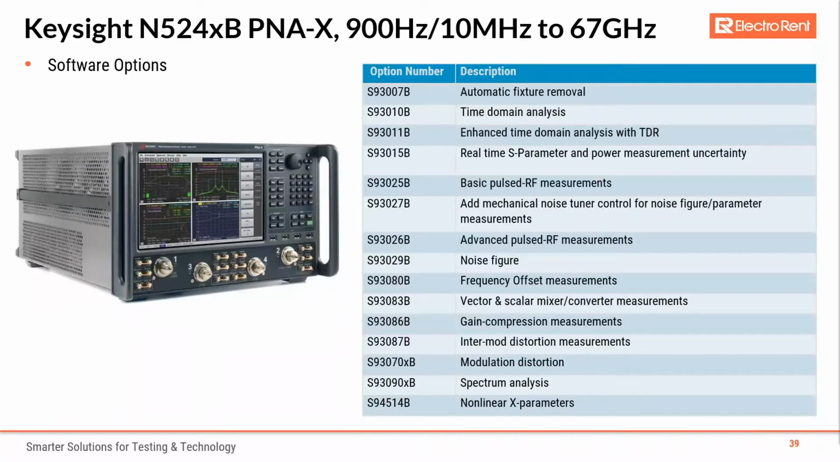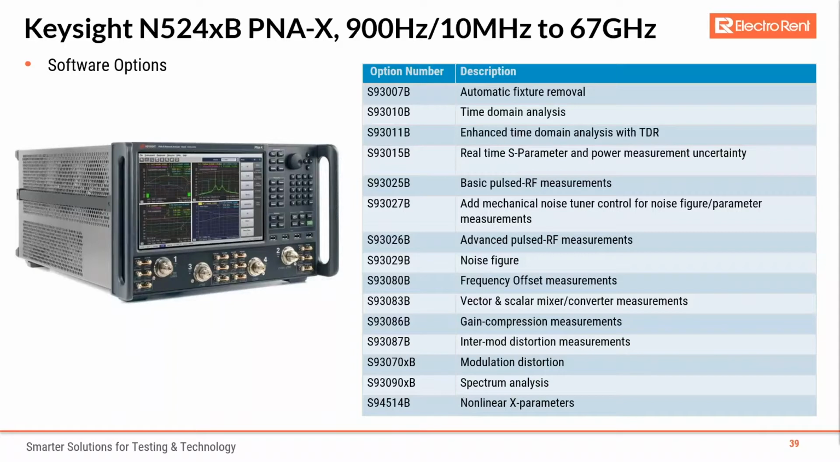Here are a few of the option choices that are available for the PNAX. There's actually a long list of options available, but these are some of the most frequently used. And of course, at any point, if you do wish to know more about this, I'd be happy to send you the list of options and discuss in more detail with you. As I mentioned earlier about the automatic fixture removal, it is just a software option that's available. TDR is available, or a more simple time domain analysis. You can do pulsed RF measurements, noise figure, vector and scalar mixer converter measurements, gain compression measurements, intermod distortion.